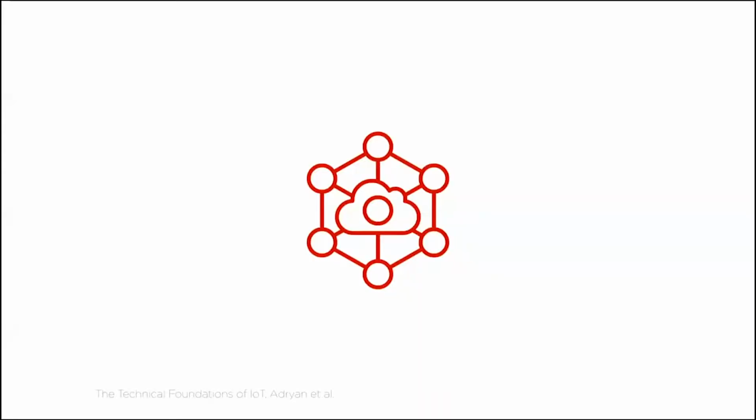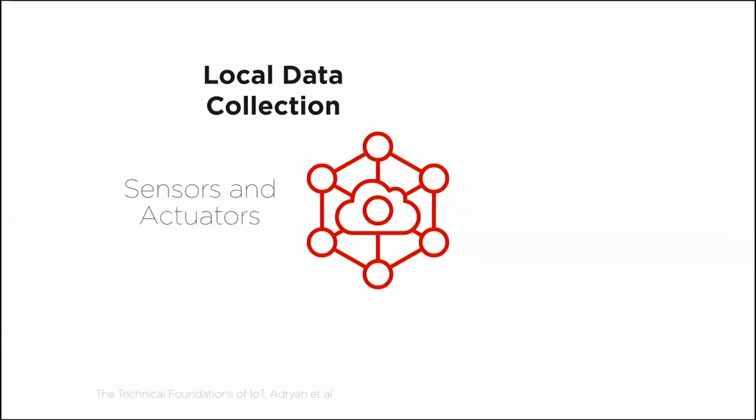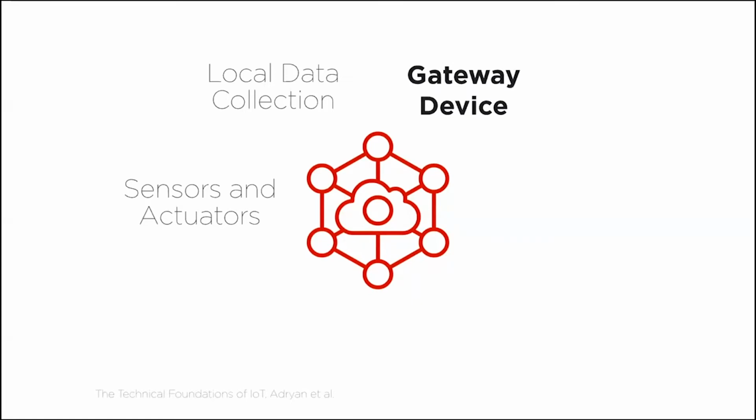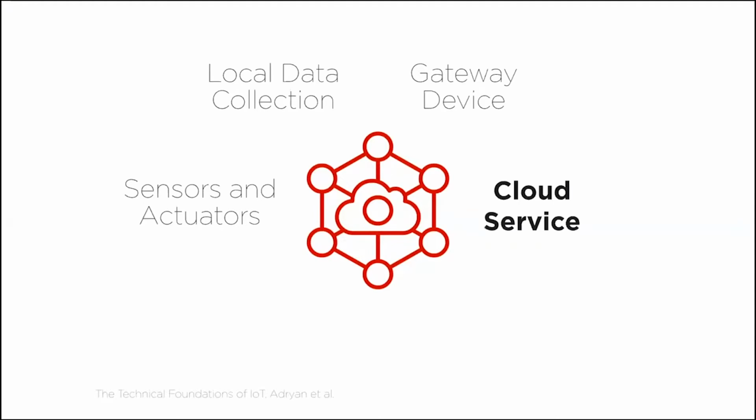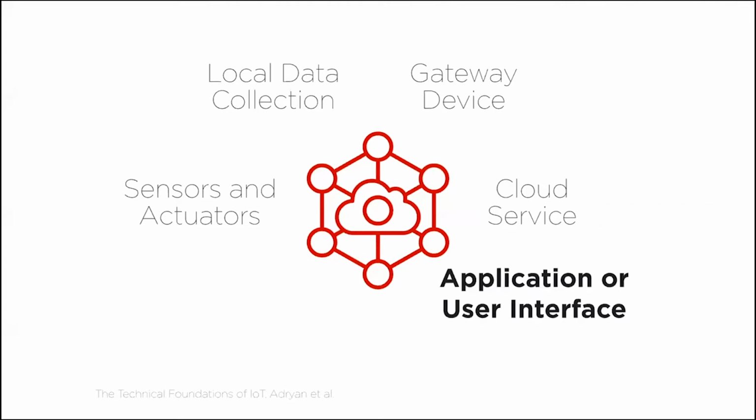I like the definition of IoT that comes from this book, The Technical Foundations of IoT. It says that IoT must involve some form of sensing, control, and interaction. It must include local data collection, and I would add to this some ability to operate autonomously. There must be connectivity to the internet, hence Internet of Things. The cloud must enable novel services that would not be otherwise possible if the device wasn't connected to the internet. And it must serve a useful function, either through a user interface or some kind of application.